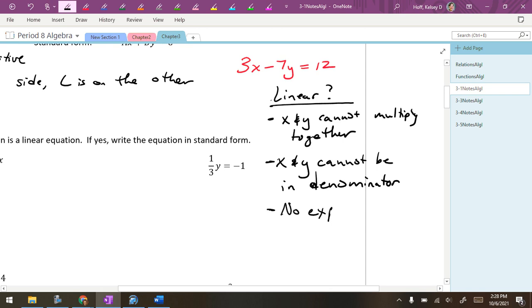No exponents greater than 1. Is there a 1 exponent? Well, that's just like when you write x or y. Technically, there's a 1 there. We just don't write it. So like 3x is a 1 exponent, but 3x squared is a 2 exponent. Does that make sense? It's like an understood there.